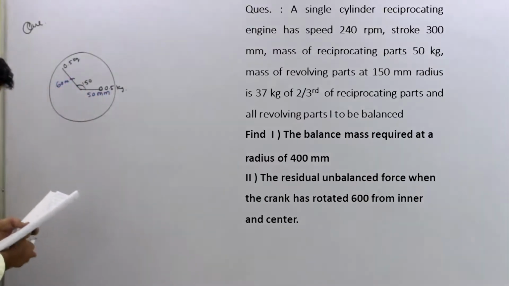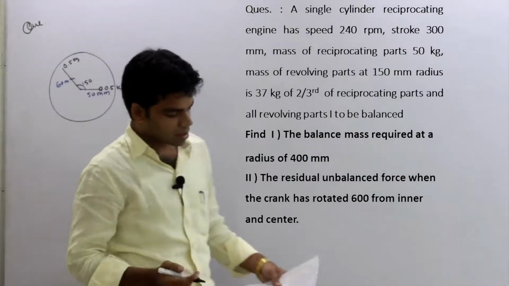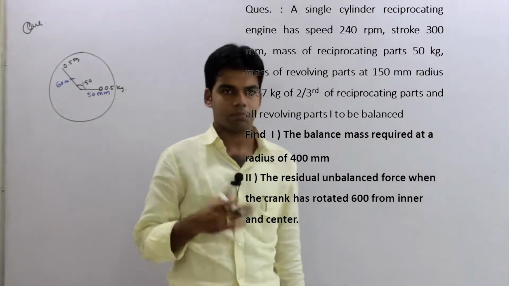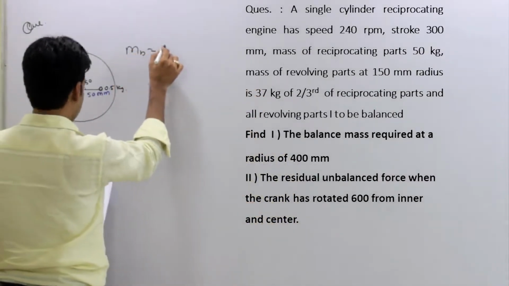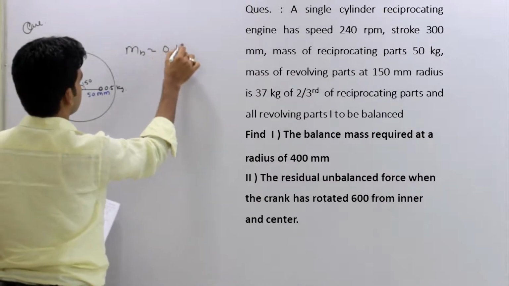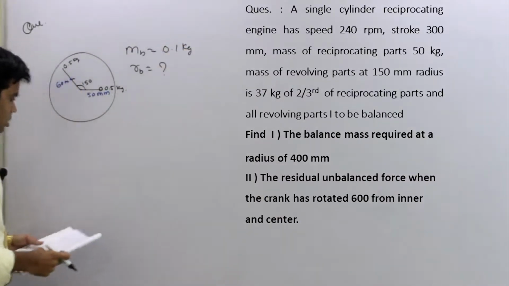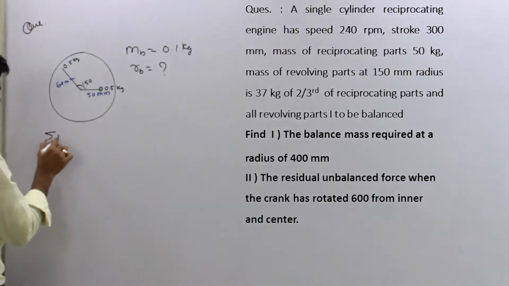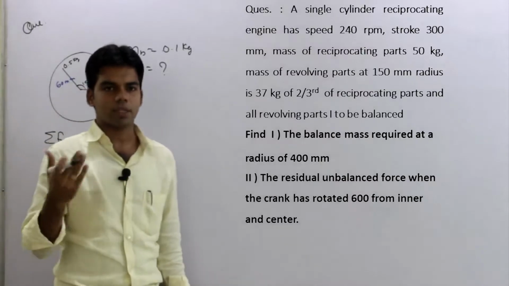Now a balancing mass of 0.1 kg is to be used to balance the rotor. What is the radial position of the balancing mass? The balancing mass, that means MB, is given as 0.1 kg. We have to calculate RB. As I told you, first we have to determine the resultant of this unbalanced mass, summation of Fx and summation of Fy.